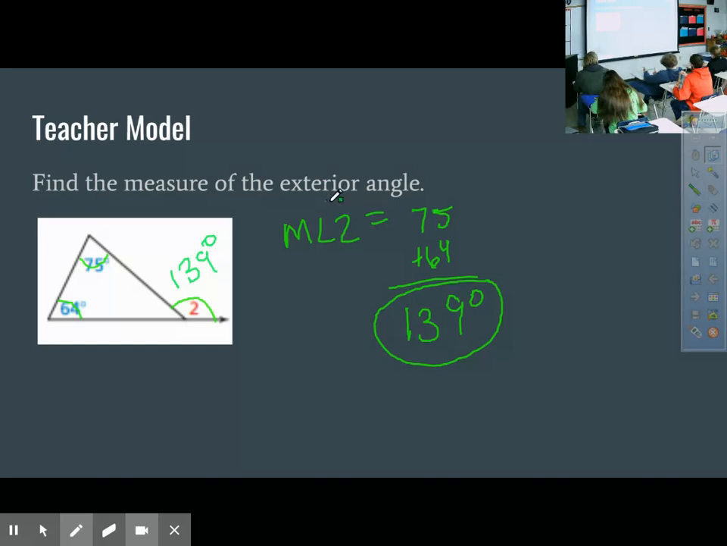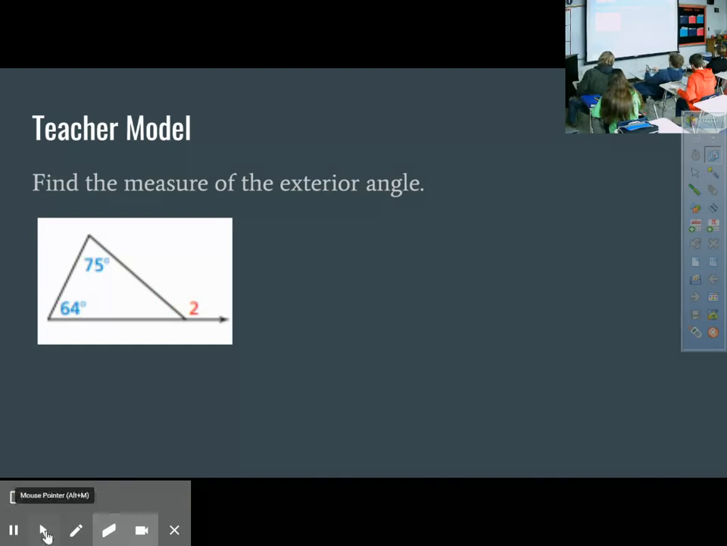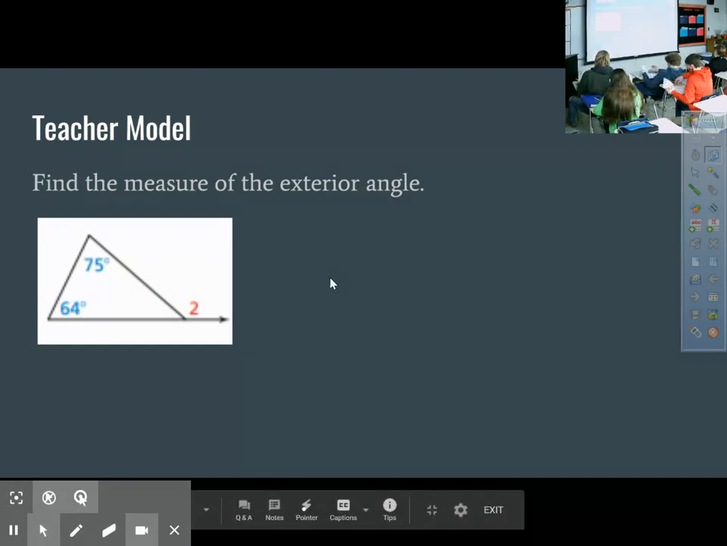And if it were to tell me to classify it, I would need to find this angle measure. 180 minus 139 would be 41. And they're all acute, so it would be an acute triangle. But it didn't ask me that, so I don't need it. Alright, what questions do you have for me before we try one together?